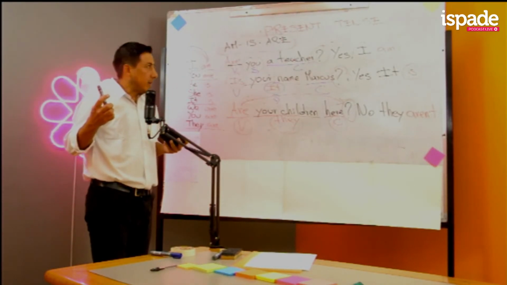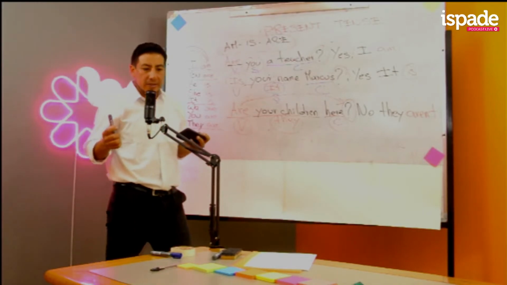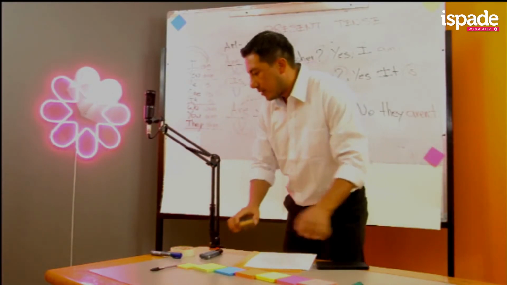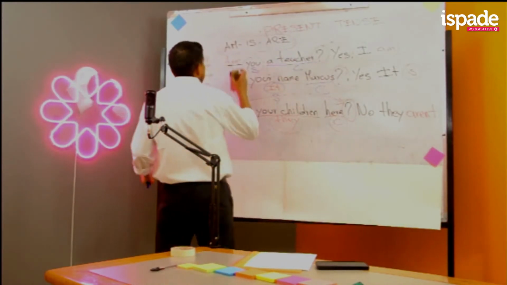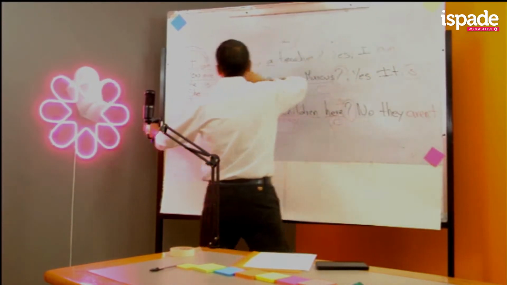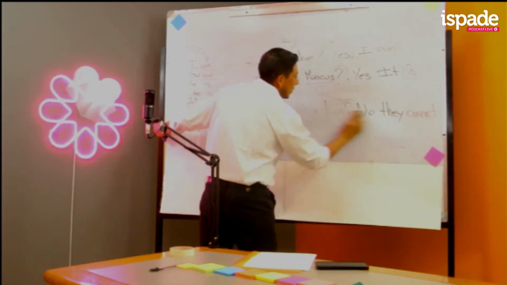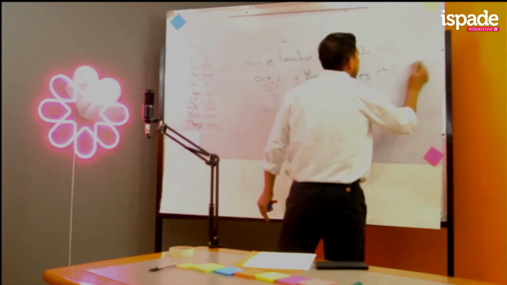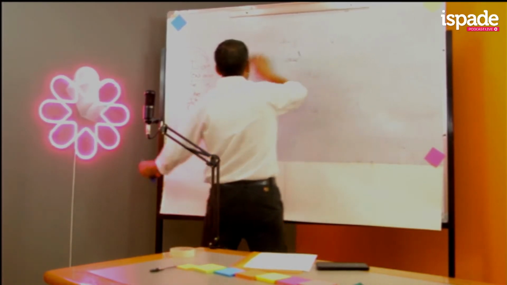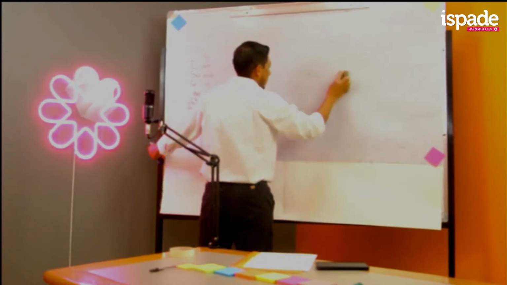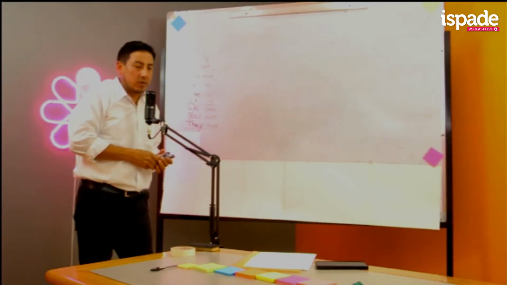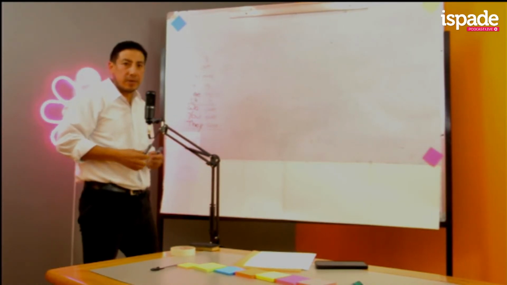So this is the first tense, which is called present tense. And then I'm going to show you about the simple past tense. Remember, you have to continue maintaining the structure, which is subject plus verb plus complement.